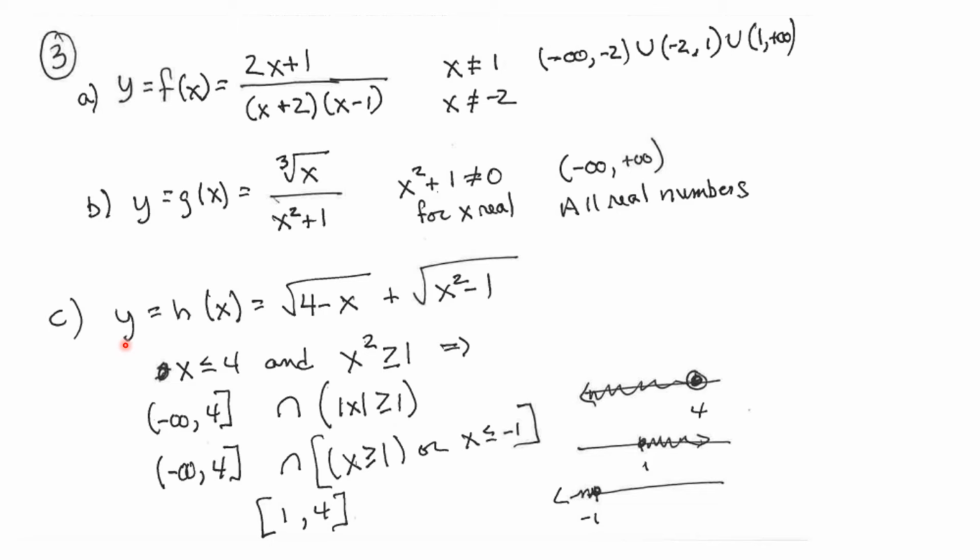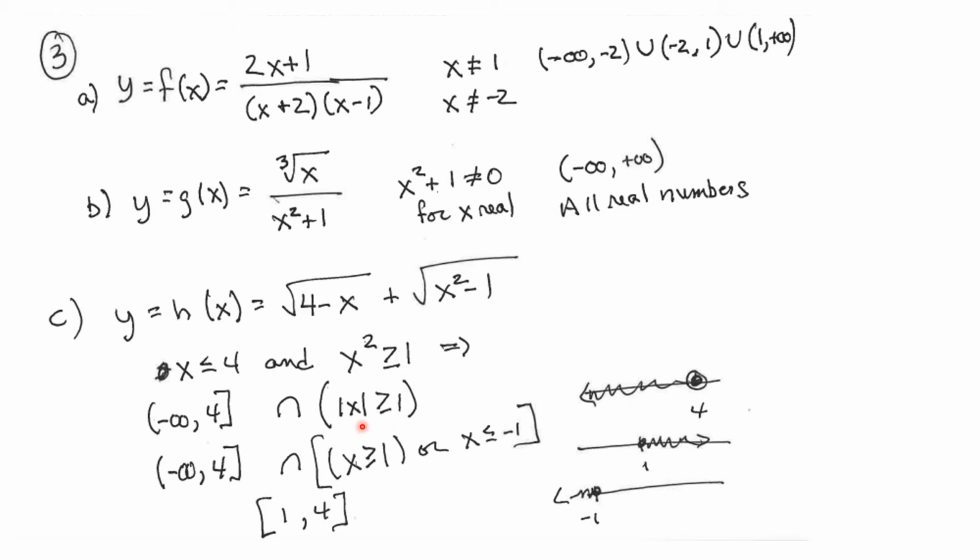Now, part C is y is equal to h of x. Now here you have two things, and both of these expressions have to make sense in order for this expression to make sense as a real number. So for here, x has to be less than or equal to 4, because otherwise you'd be taking the square root of a negative number, and you can't take the square root of a negative number within the real numbers. And the other thing here is x squared has to be bigger than or equal to 1, or else you get a negative here.